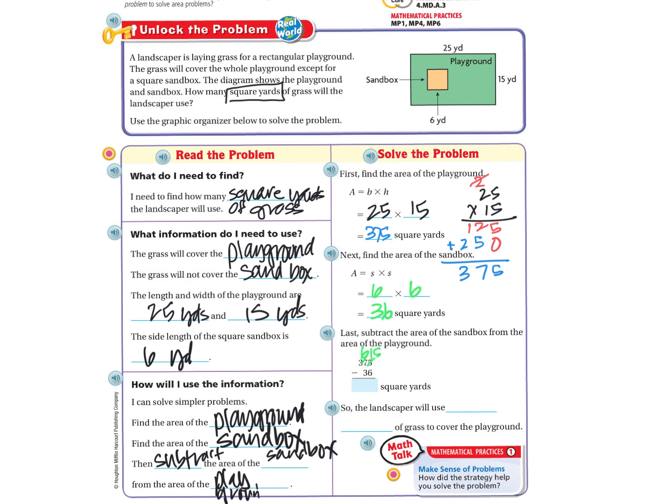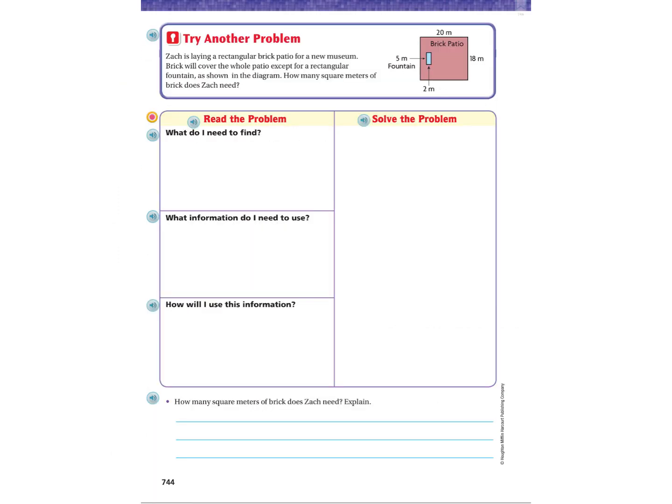Can we do that? Yeah. What is it? 9. So we put 9 here. And then 6 minus 3 is 3. And 3 minus nothing is 3. Perfect. So the landscaper will use 339 square yards of grass to cover the playground. Okay, so we knew how to do every single one of those. Was it a lot of steps? Yes. Sure. But did we know how to do each one? Yeah. Did we have to write down each step? We sure did. Okay, let's look at our next page.